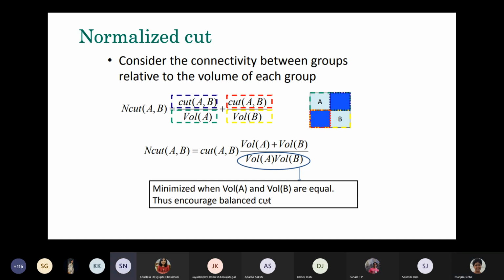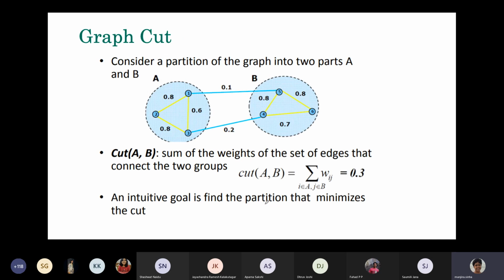Ma'am, can you give us small examples for normalized graph? Okay. So now let's go back to this example. So what is the volume of A? The volume of the partition A.